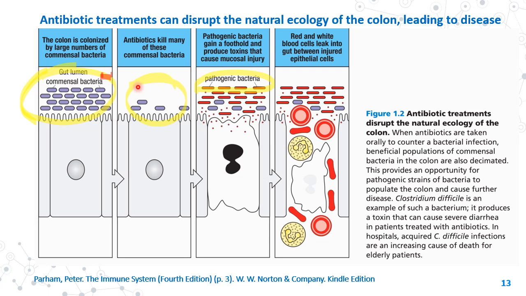Now, when you kill most of the good guys, your bad guys that are resistant to the antibiotic are going to start to multiply. They are going to start to proliferate because they have more food and they have an opportunity to proliferate, okay?